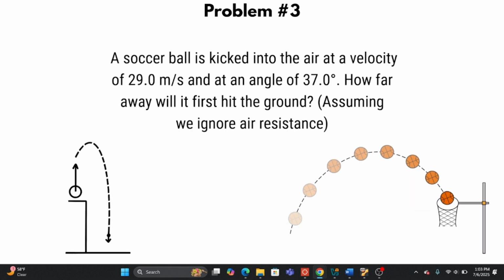And let's give it a try on problem number 3. So a soccer ball is kicked into the air at a velocity of 29 meters per second and at an angle of 37 degrees. So how far away will it first hit the ground, assuming we ignore air resistance?